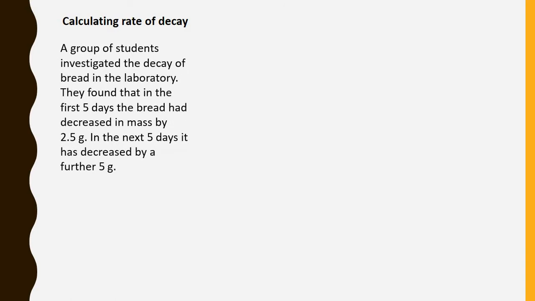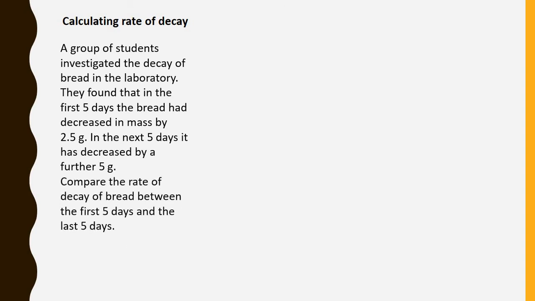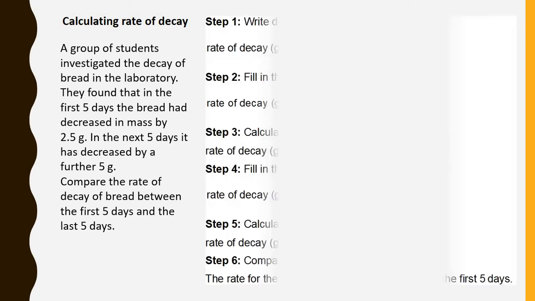Okay, so on to calculating the rate of decay, and you should have also got another worksheet for this, which is available. Again, we're going to go through it digitally here as well. So we're going to look at how we calculate the rate of decay. A group of students investigate the decay of bread in the lab. They find that in the first 5 days, the bread had decreased in mass by 2.5 grams. So we're looking at mass. How does the mass change? In the next 5 days, it has decreased by a further 5 grams. Compare the rate of decay of bread between the first 5 days and the last 5 days.